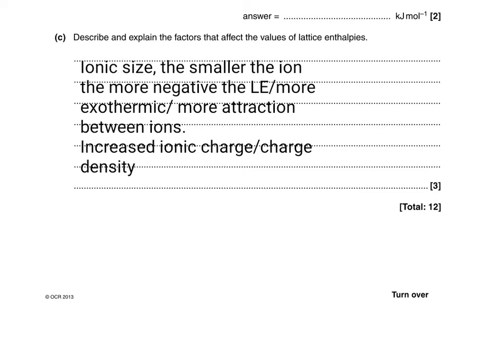That will give all of the same as we've got up here. The more negative the lattice enthalpy, the more exothermic, or the more attraction between the ions. Okay, so that will give you the first 2 marks, and then for the final mark you've got to link lattice enthalpy with greater attraction.